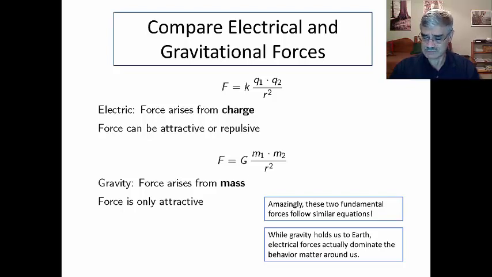Now, the one difference between electrical forces and gravitational forces is that electrical forces can be either attractive or repulsive. That is, like charges repel, opposite charges attract. Whereas with gravity, the force is only attractive. That is, two particles of mass m1 and m2 will attract each other. They do not repel each other. They only attract each other.